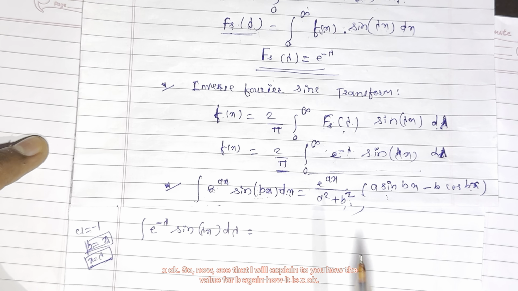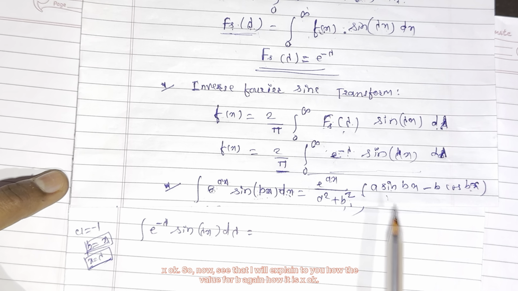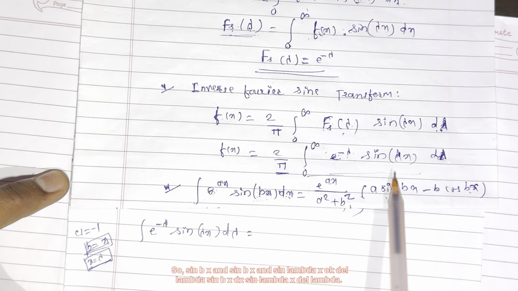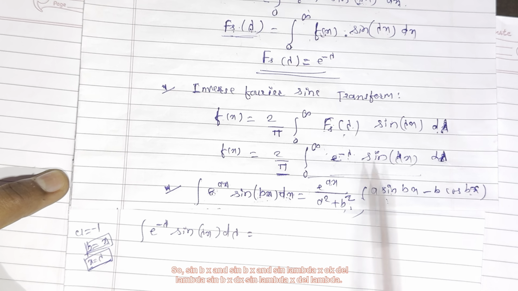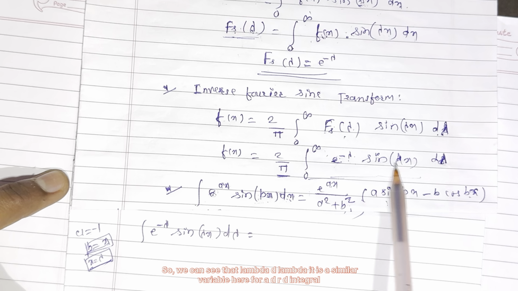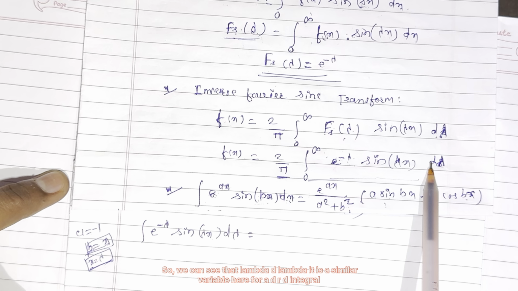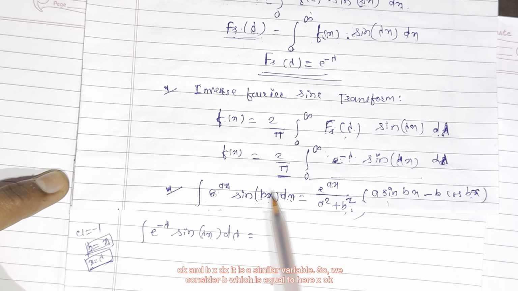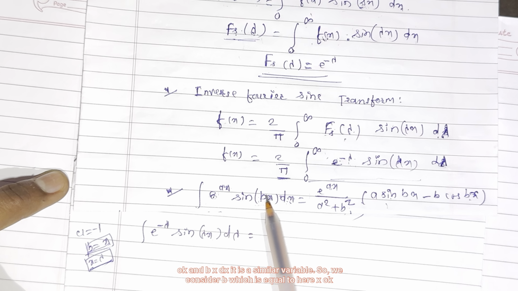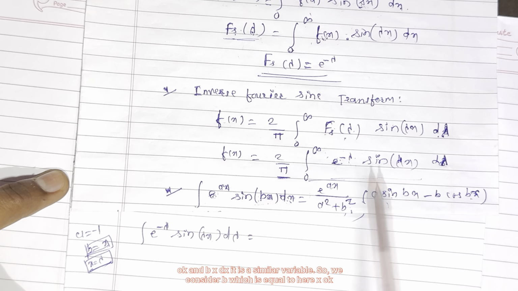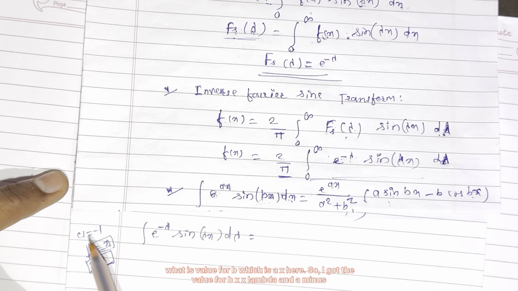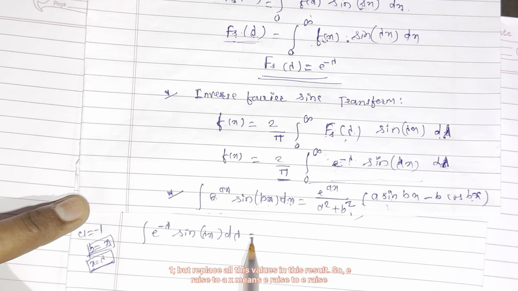So now I will explain again the value for b, how it is x. Sine bx dx and sine lambda x d lambda. We can see that lambda and d lambda are a similar variable for the integral, and bx and dx are similar. So we consider b equal to x here. I got the value for b as x, lambda, and a as minus 1. Replace all these values in this result.